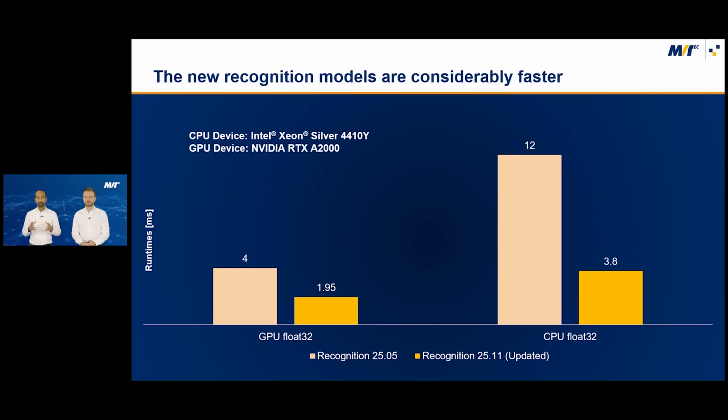That's not all. The accuracy of the new recognition model is on average 4% better on our entire data set and up to 2% better on our internal industrial validation data set. But what's more impressive is its performance on an embedded device.